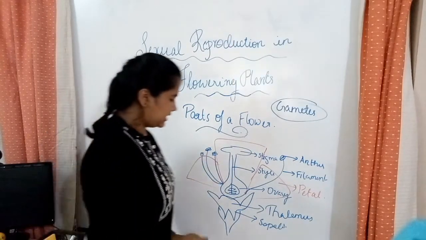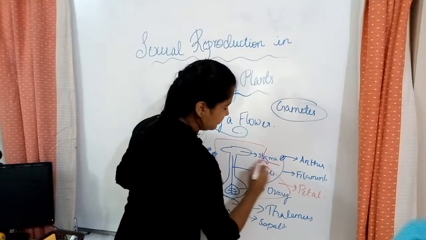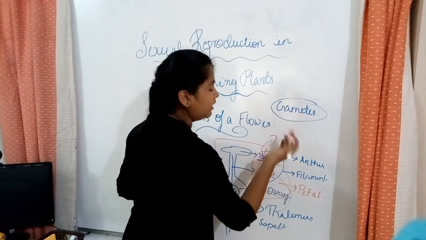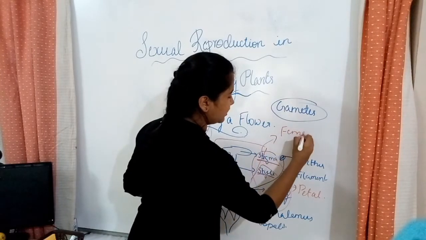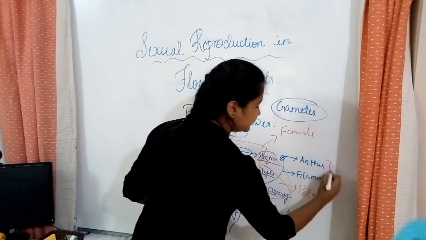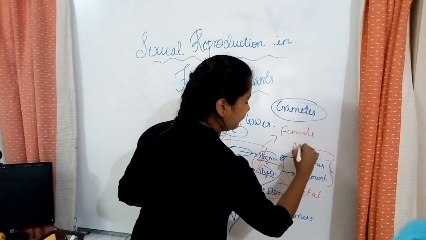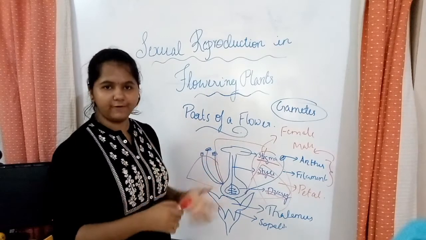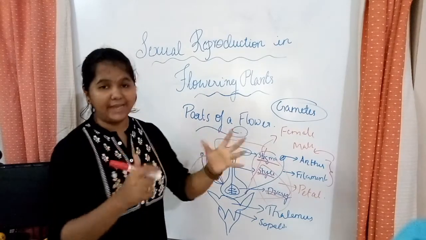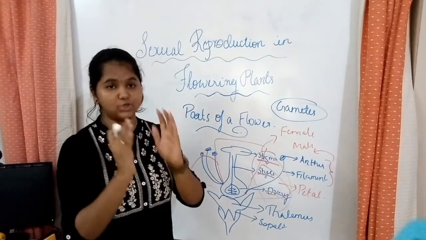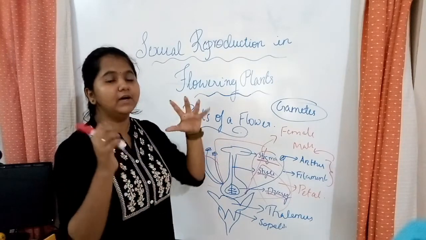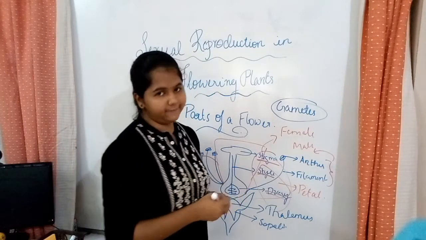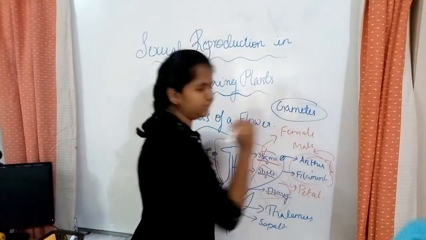So these are the parts of a flower. The stigma, style and ovary together constitute the female part, and these together give rise to the male gamete. So this covers the parts of a flower. Now let's discuss the male reproductive part of the flower, where the male gametes are. That is our anther and filament. Okay, we learn about it.